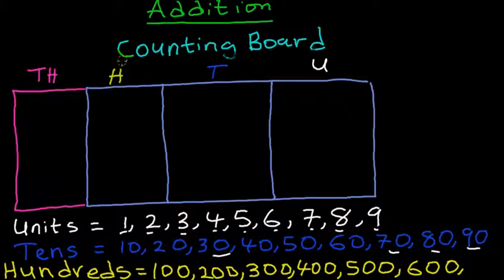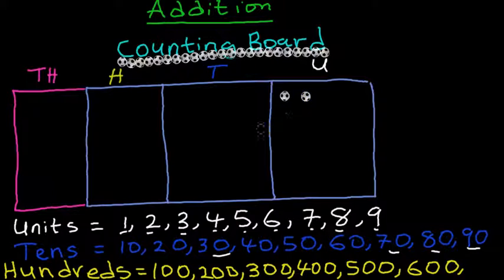Let us continue on understanding the basic facts of using the units column in the counting board. When you add a ball in the unit column, it represents 1. When you add 2, it represents 2. When you add 3, it represents 3. When you add 4, it represents 4. Likewise, when you add 5, it represents 5. If you add 6, it represents 6. When you add 7, it represents 7. When you add 8, it represents 8. And when you add 9, it represents 9.